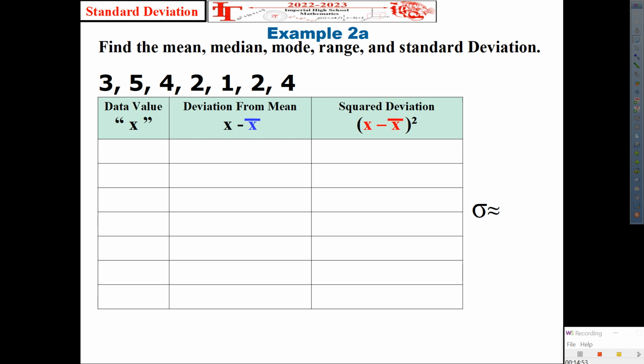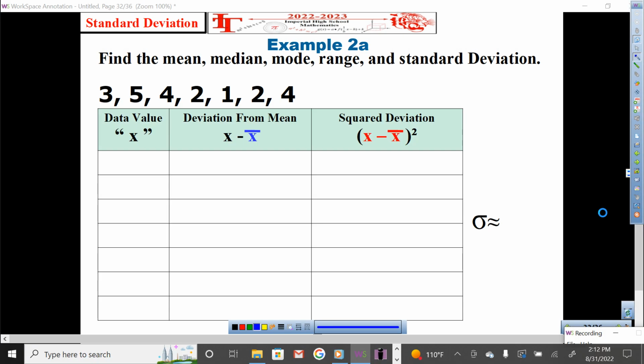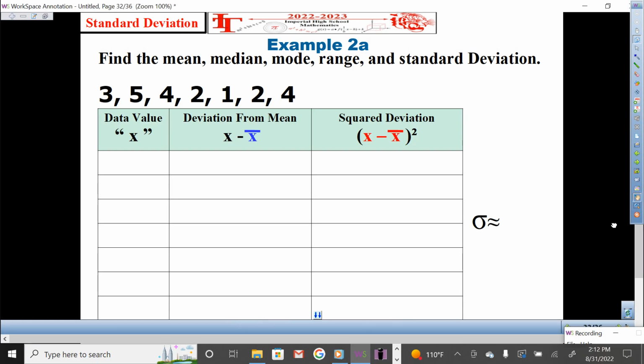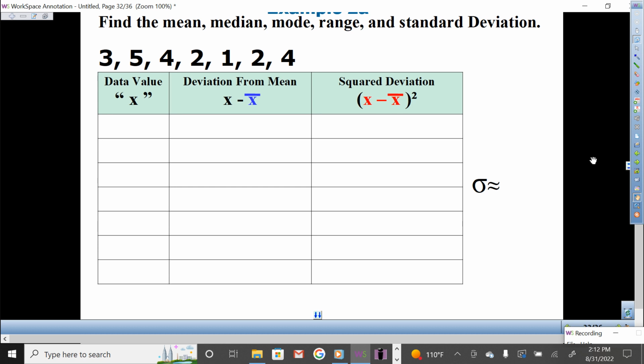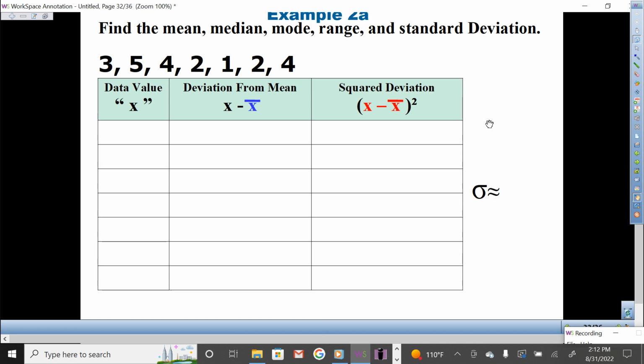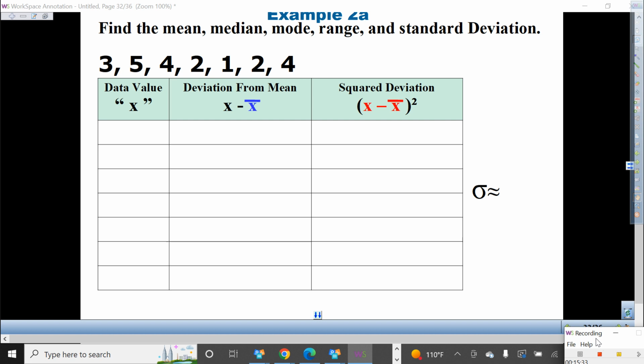Example 2A reads, find the mean, median, mode, and range and standard deviation. Now, for the sake of time, we already know how to do mean, median, mode, and range, yes? So right now I'm going to focus on what? Standard deviation. So this is going to be an example of standard deviation. So copy this data, copy the table, make sure you label it.